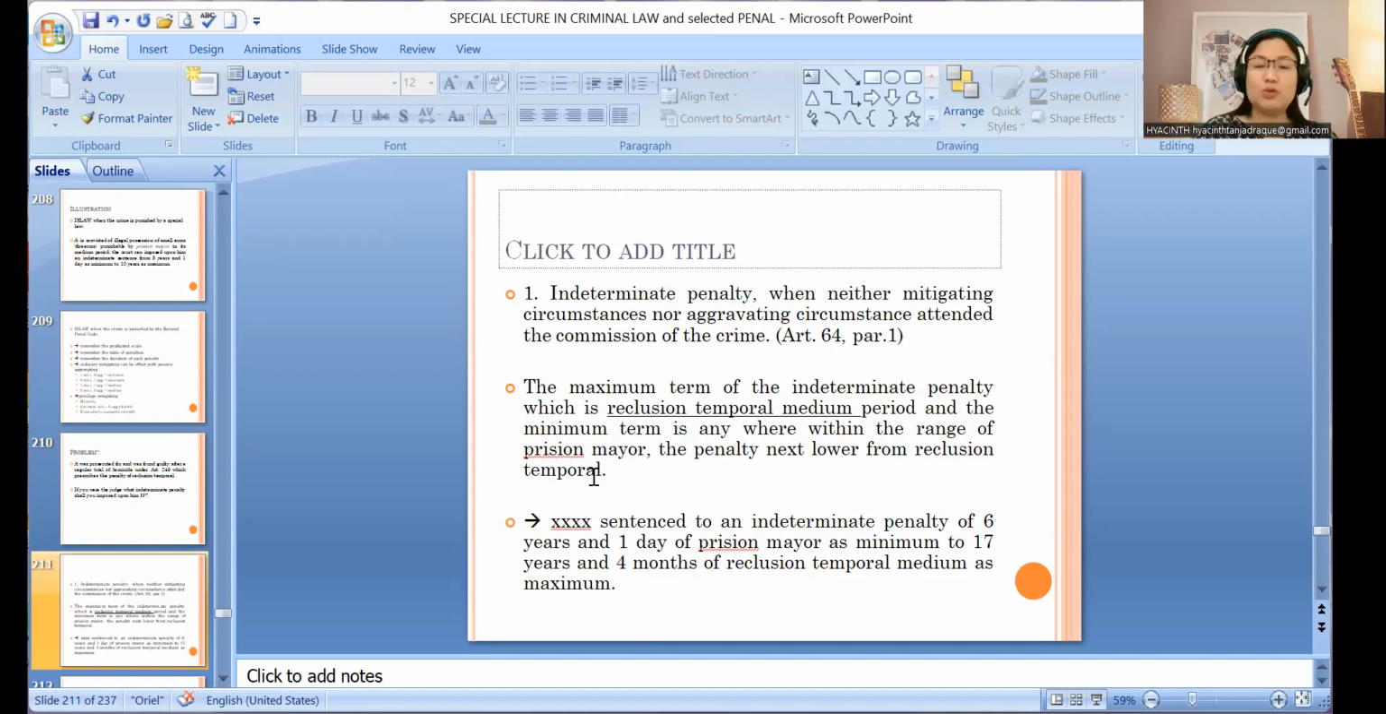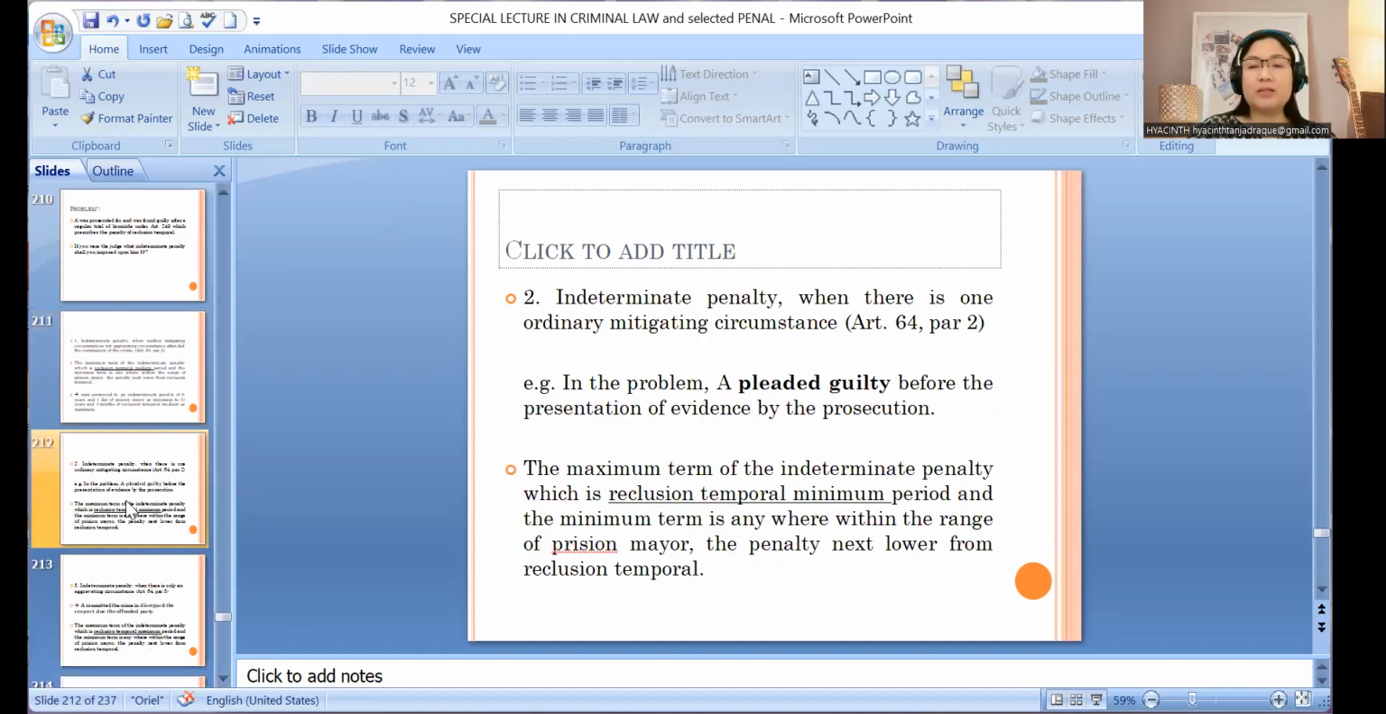So how shall the judge impose it in his judgment? Let's go to the dispositive portion right away. Finding the accused guilty beyond reasonable doubt, he is hereby sentenced to an indeterminate penalty of 6 years and 1 day of prisión mayor as minimum, to 17 years and 4 months of reclusion temporal medium as maximum of the indeterminate penalty.